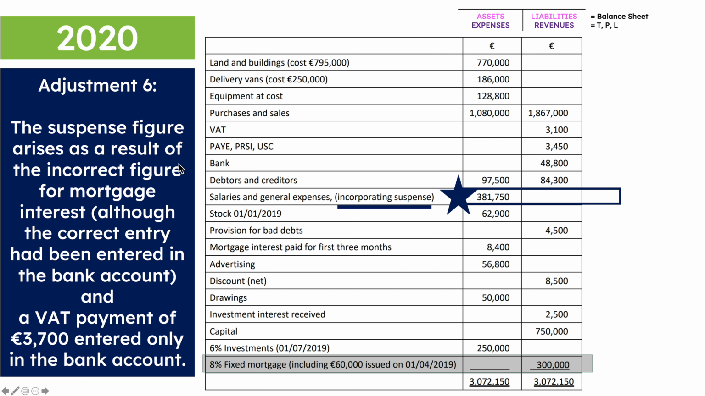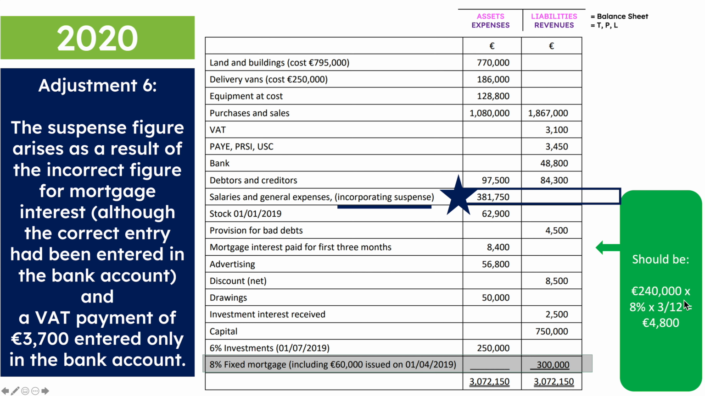So that's 2021 done. So 2020, the suspense figure arises as a result of the incorrect figure for mortgage interest, although the correct entry had been entered in the bank account, and a VAT payment of 3,700 entered only in the bank account. Okay, so the two sides didn't equal, so the difference was shoved into the salaries and general expenses here. So that's where my suspense figure is. Now, so the first one, incorrect figure for mortgage interest. So mortgage interest, we've got 300,000 here, and that is after we added 60,000 on the 1st of the 4th. So 8% fixed mortgage before the 1st of the 4th was 300 minus 60, so that is 240,000 by 8% by 3 over 12.